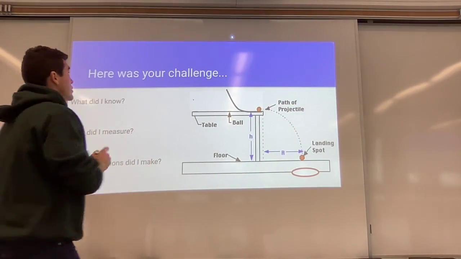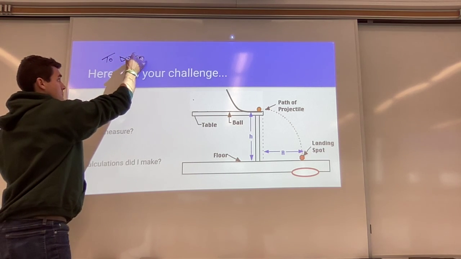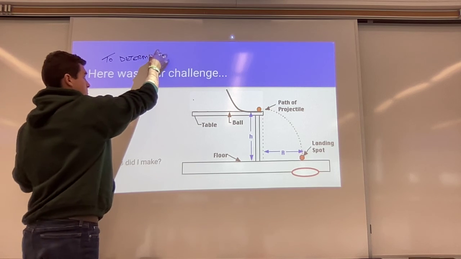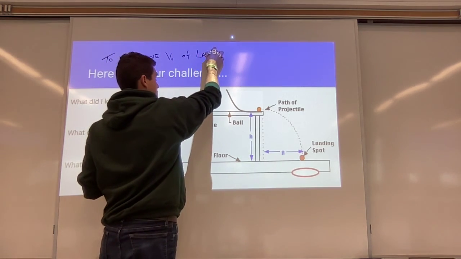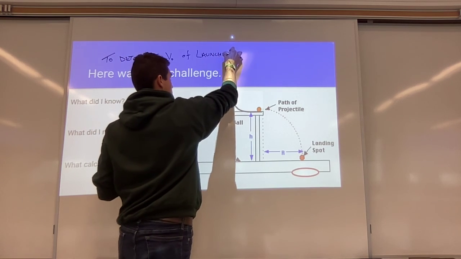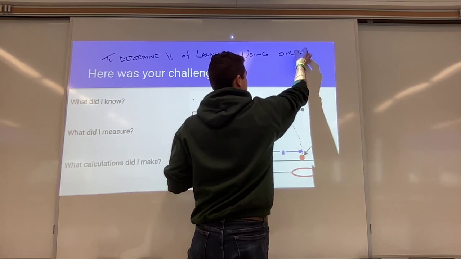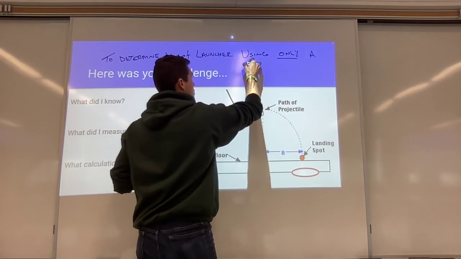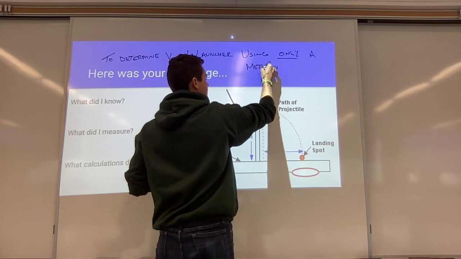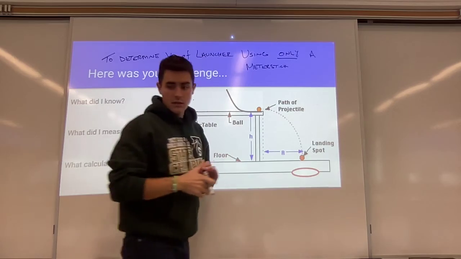So our job was that we were supposed to determine the initial velocity of the launcher using only a meter stick. No photo gate, no fancy technology, only a meter stick. Okay? And so here's what we did.